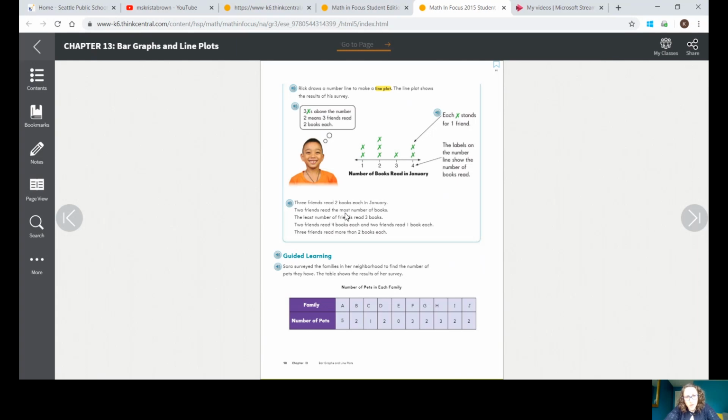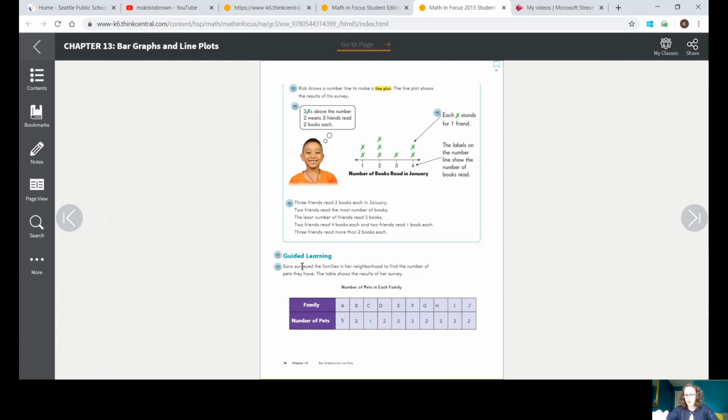2 friends read the most number of books. The least number of friends read 3 books. 2 friends read 4 books each, and 2 friends read 1 book each. 3 friends read more than 2 books each. All of that information you could gather from this line plot.